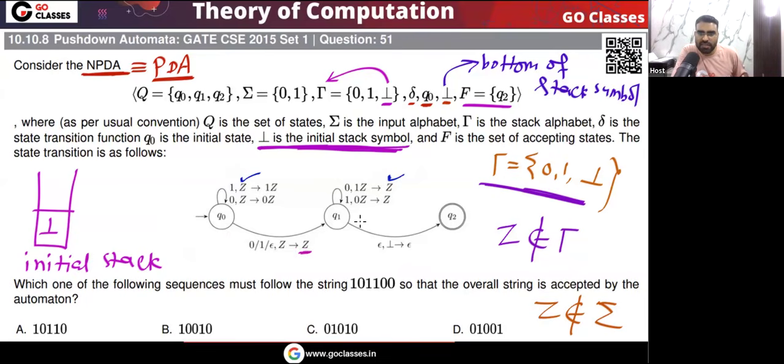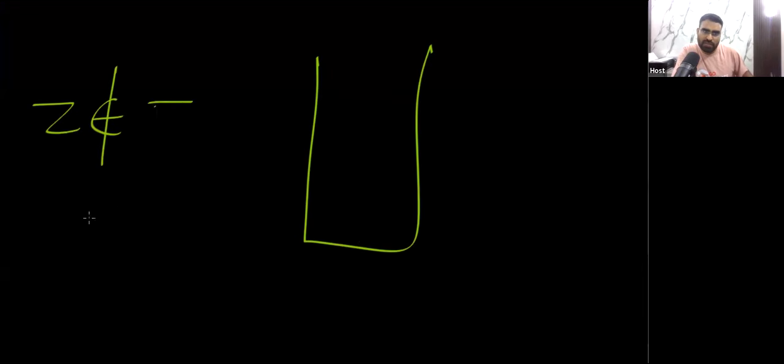In this question, everywhere this Z is given, but what the Z is, is not given in the question. If you read the question, nowhere is it mentioned what Z is. You can see Z is not the stack alphabet symbol. So in the stack, you cannot put Z, because remember Z is not a stack alphabet symbol.